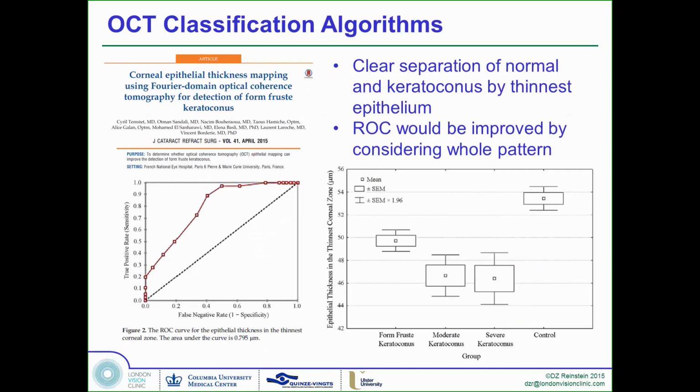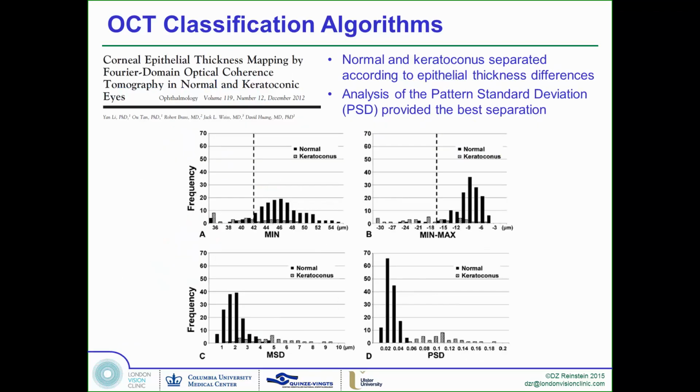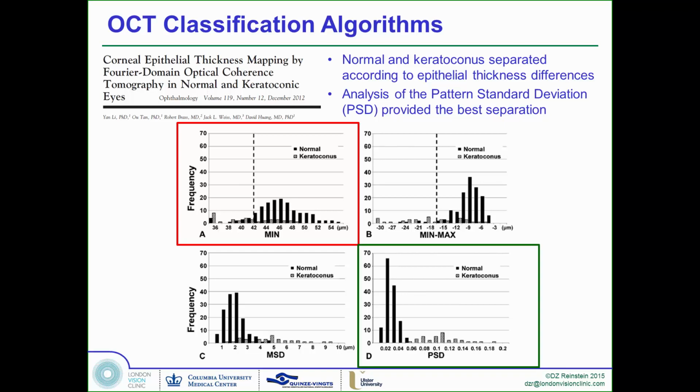Now, Laroche's group in Paris tried to use one of the parameters of epithelial thickness, say the minimum thickness, to see how well just looking at the minimum thickness of the epithelial thickness profile would separate normals from keratoconics. And of course, it's not a very sensitive measure, as you can see from the ROC curve. We'll look at other groups, David Huang's group, that also demonstrated that the minimum thickness is not a good discriminant between normals and keratoconus, but they did find that the pattern standard deviation did provide a fairly good separation between normal and keratoconics.